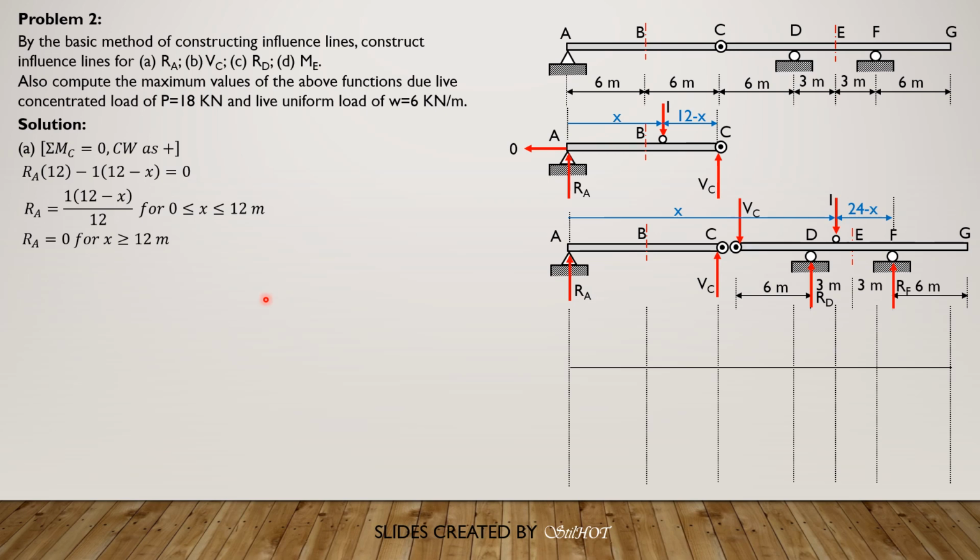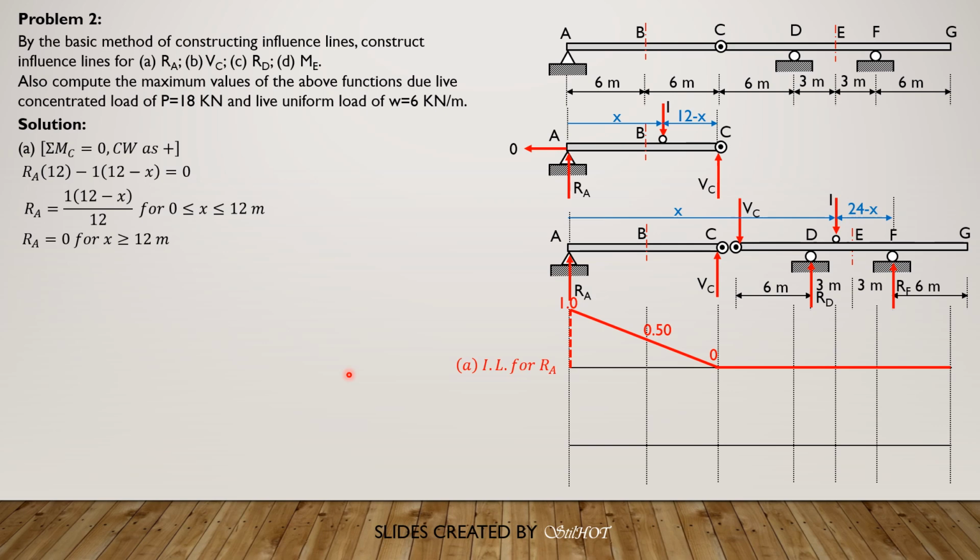So let's now plot RA. When X is 0, 1 times 12 minus 0, so 12 over 12, so it is 1. When X is 6, 12 minus 6 is 6 over 12, which is 0.5. When X is 12, 12 minus 12, so 0. Then after that, for X greater than or equal to 12, it is 0. So that's the influence line for reaction at A.